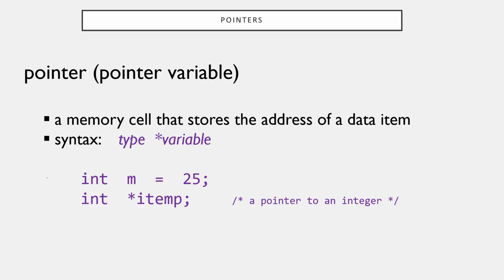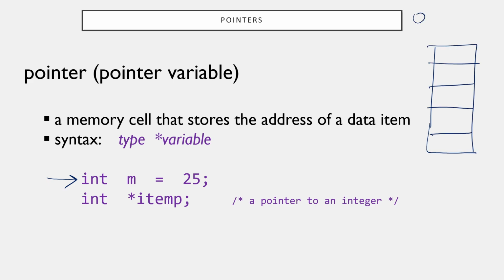Now when I declare int m here, if I have my memory, when I declare int m, starting at 0, my operating system is going to find a place for m of data type integer, put the value 25 here, and m is going to have an address or a location. So this would be the address of m.